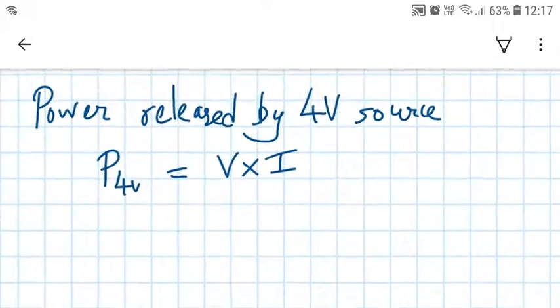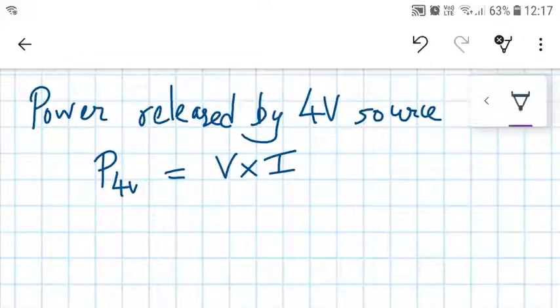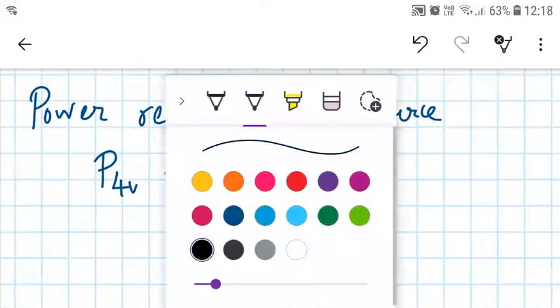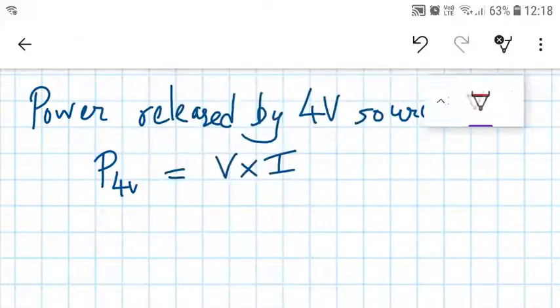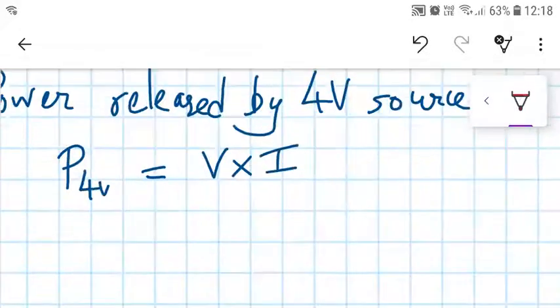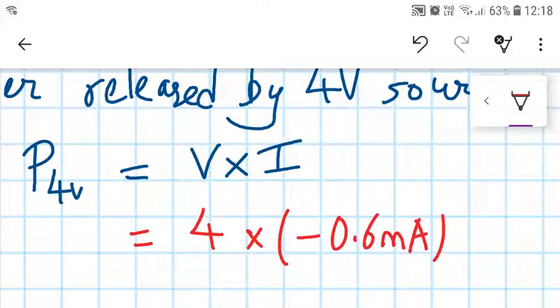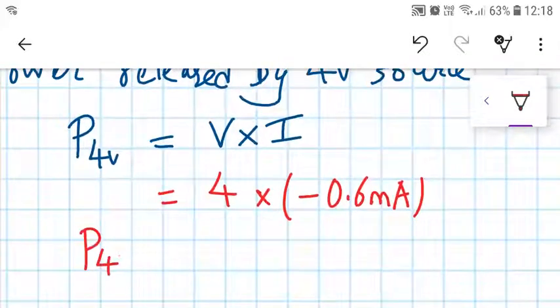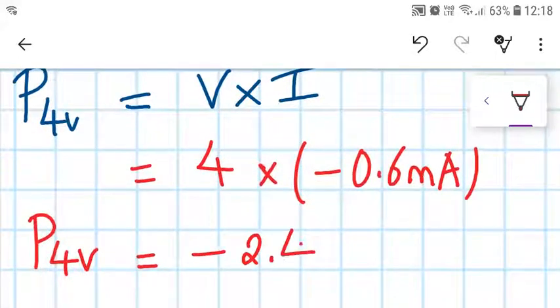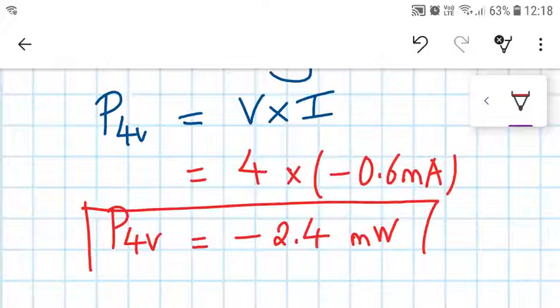So let us come back to this point. So the power released by this 4 volts DC source is given by, let me take another color, let me say red. So it will be, V is 4 and I we have found out to be minus 0.6 milliamperes. And if we multiply these two together, you will get around, so power for the 4 volts DC source is minus 2.4 milliwatt. Remember the unit, it's wattage.